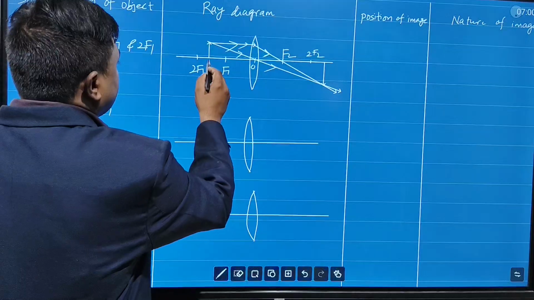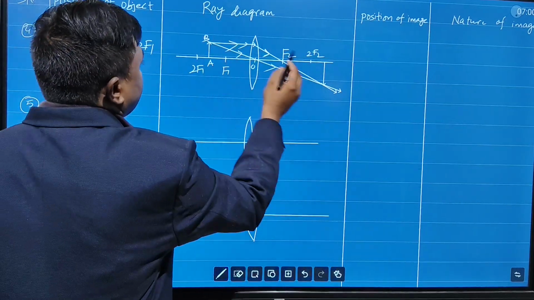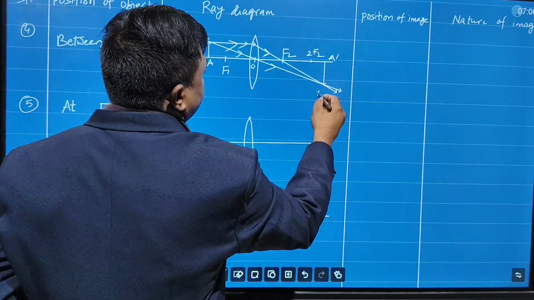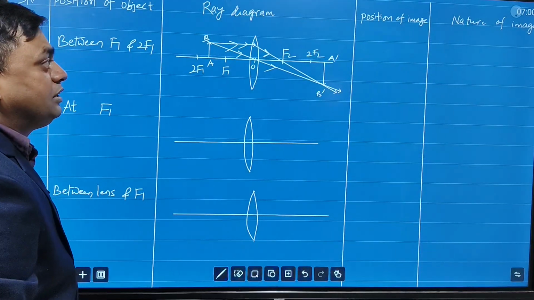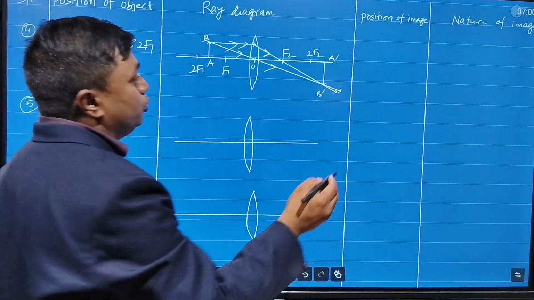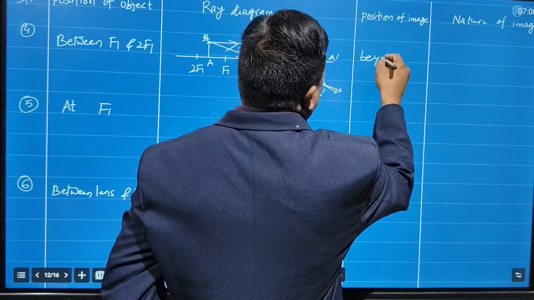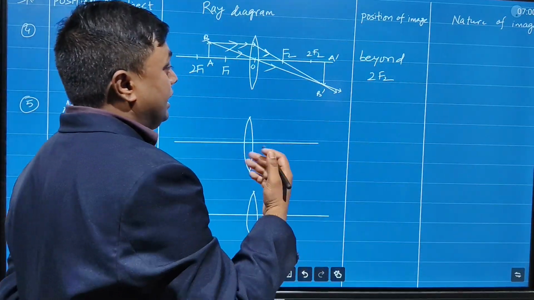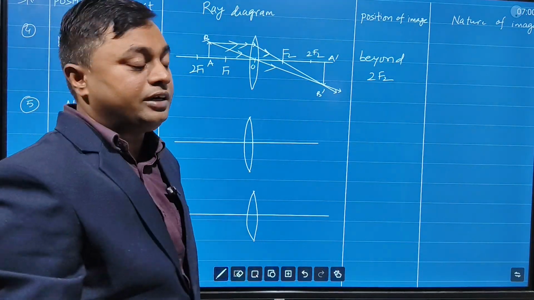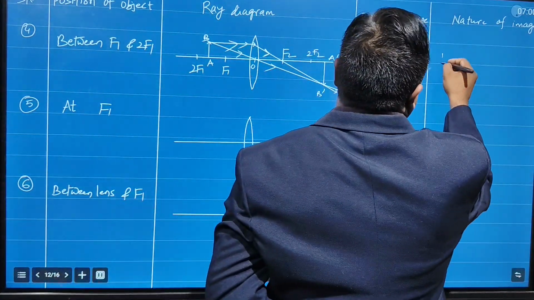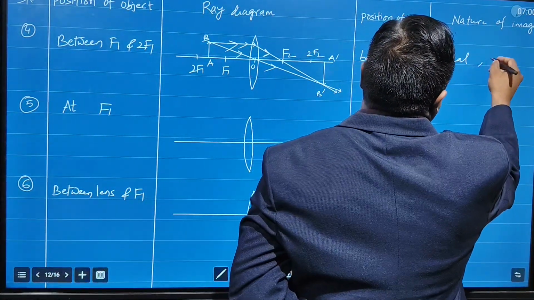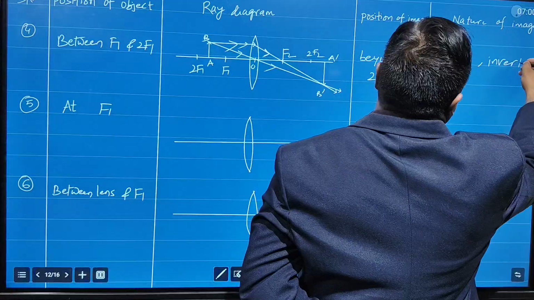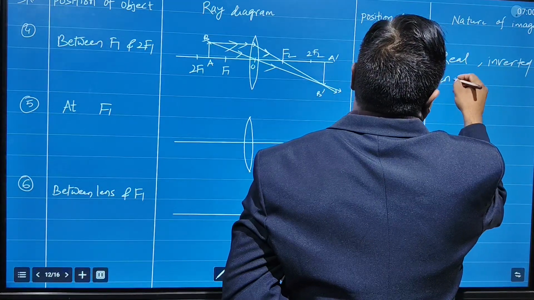So in this case, for the object AB, the image is A dash B dash. Where is the image formed? Beyond 2f2, on the other side of the lens. And in this case, the image is real, inverted, and magnified.